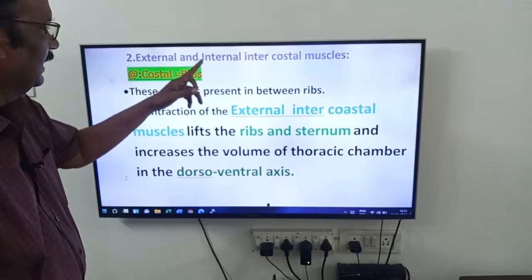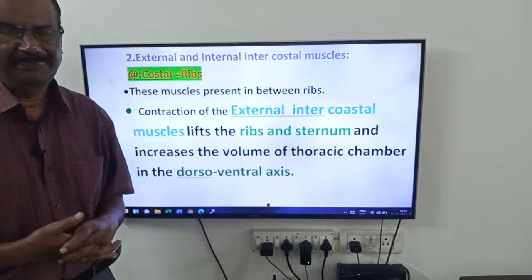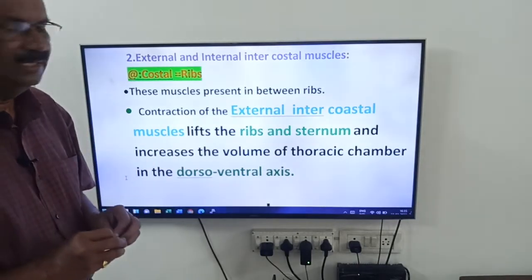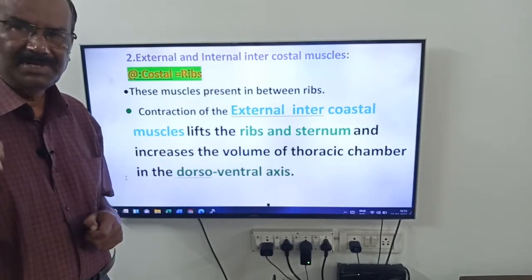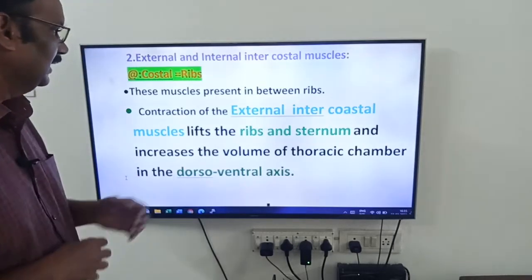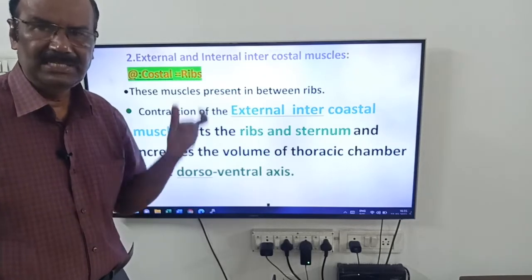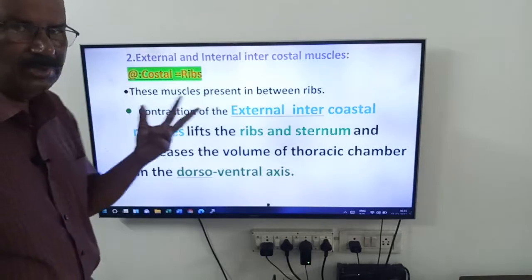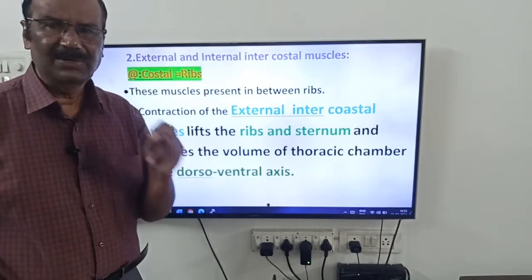What are they, friends? External and internal intercostal muscles. Here costal means ribs, which means these are the muscles present in between ribs. These are ribs, friends. Now see, these muscles are present in between ribs. These are of two types: external intercostal muscles and internal intercostal muscles.